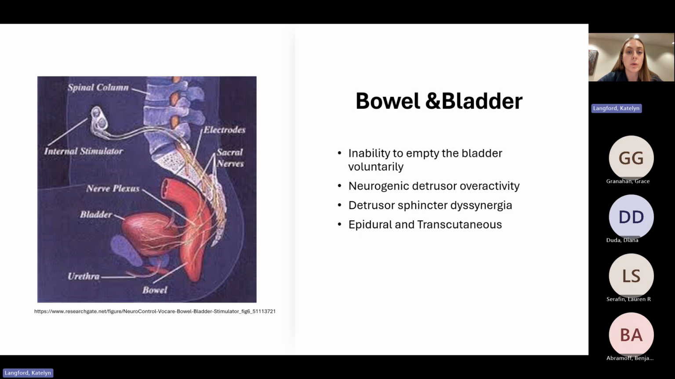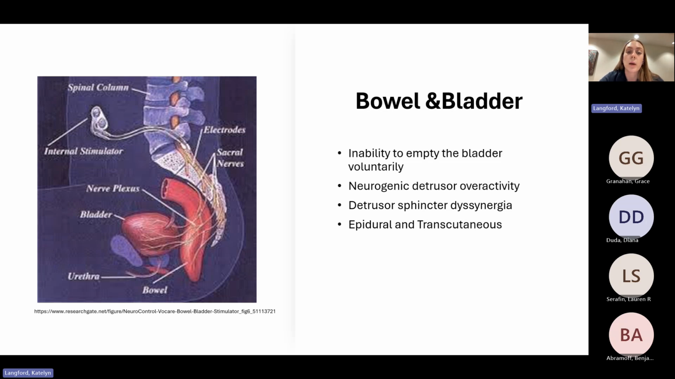Now on to bowel and bladder. So I'm going to talk about mostly the sacral stim, implantable stim. Some of the contraindications for any type of bowel and bladder device would be active or recurrent pressure ulcers, sepsis, or obviously the pacemaker.